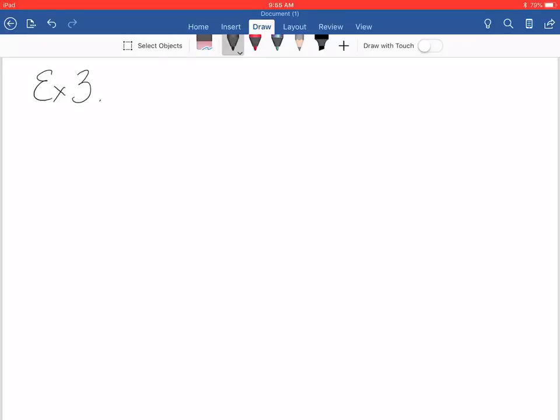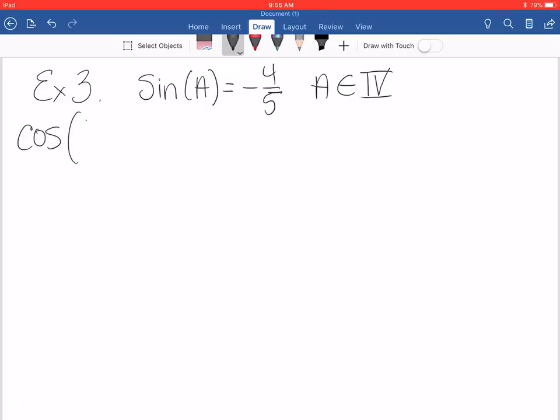Okay, in the last example I'm going to show you, we're given information about the sine of angle A. We're given that that's equal to minus 4/5. And we know that angle A is in the fourth quadrant. That's given to us. And we want to find the cosine of angle A over 2.